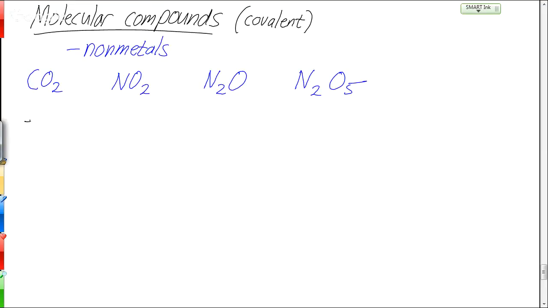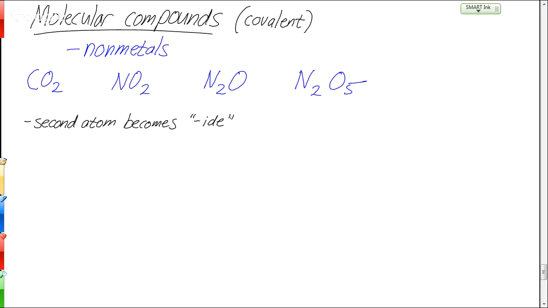The first rule is that the second atom pretends it's an anion and becomes the -ide. Does anybody know what that first molecule's name is, just because you know it? Carbon dioxide. So that oxygen becomes -ide, just like when it's an ion. That doesn't mean it's actually an ion. It's not in this compound, but we name it that way anyway. So the second atom becomes -ide.